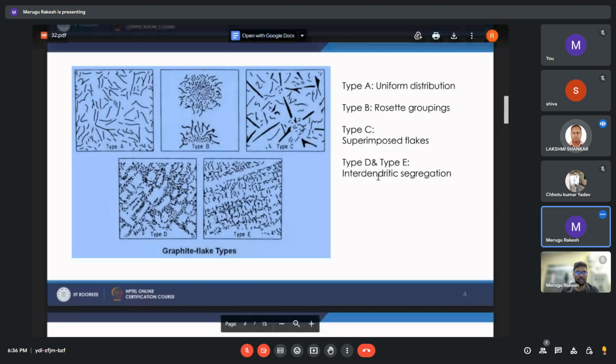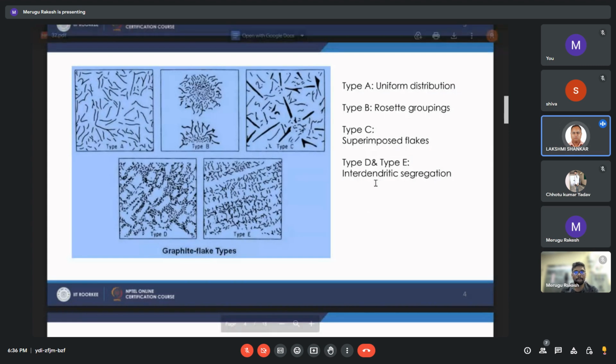So by analyzing these structures, we can find the percentage of carbon. Yes, exactly. Sir, are there any notes available for this, on how to calculate the percentage of carbon from these microstructures?